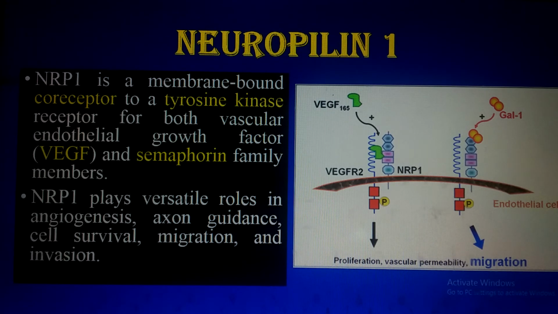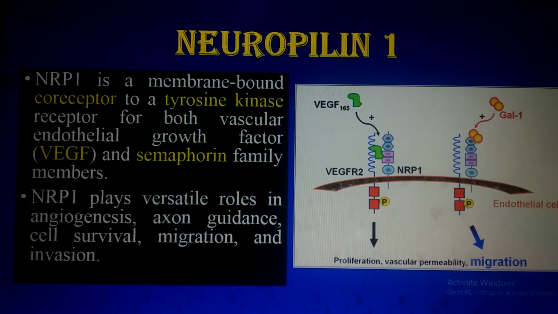VEGF helps in the formation of blood vessels and many other activities, so you must read about that, and semaphorin similarly. But here I am just discussing what neuropilin is and why it is helpful in the SARS coronavirus entry into the host cell. NRP1 plays a versatile role in angiogenesis, which means formation of blood vessels, axon guidance, cell survival, migration, and invasion.